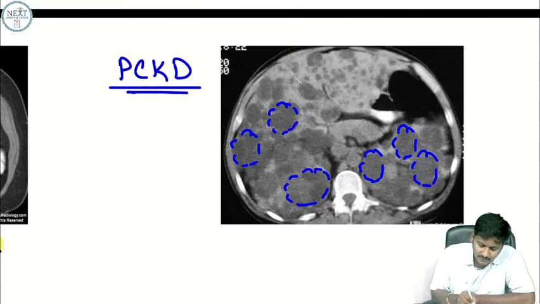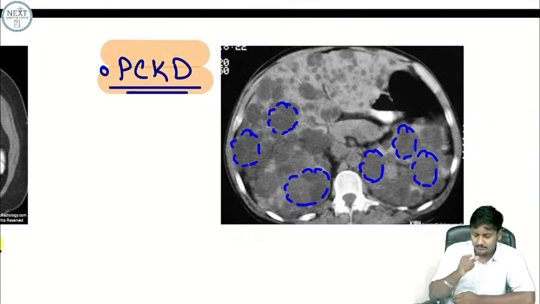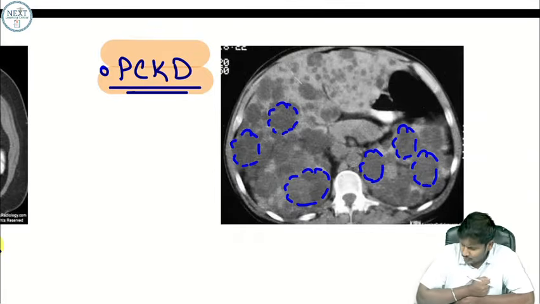We have already discussed in the class, beta, that PCKD, or polycystic kidney disease, is actually of two types. Either it is autosomal recessive or it is autosomal dominant, beta. Right?